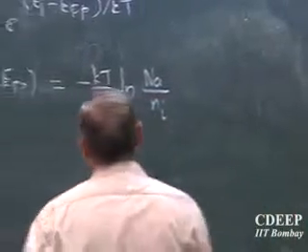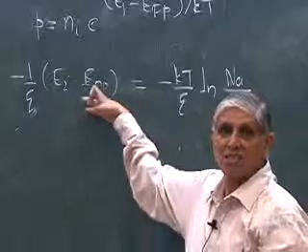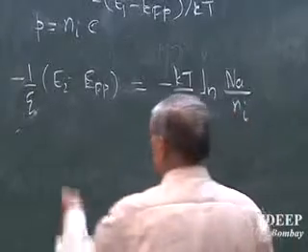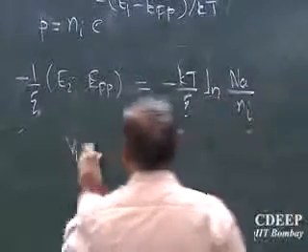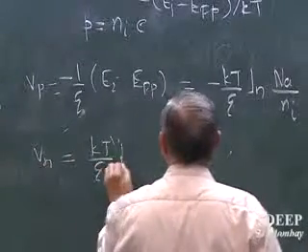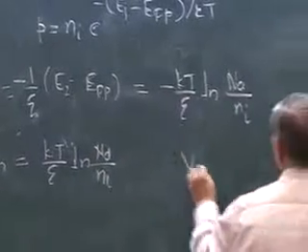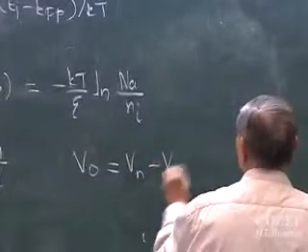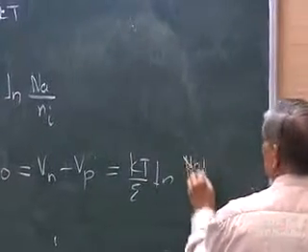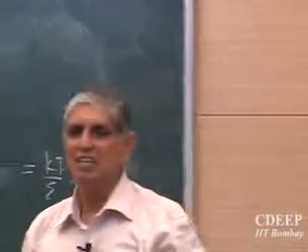By a similar argument, this Ei minus EFp by q is essentially the voltage drop on the p side. Energy divided by q is the voltage drop along the p side, so we call this Vp. Similarly, I can calculate Vn, which will be KT by q ln Nd by Ni, and V0 therefore is Vn minus Vp, which is KT by q ln of the product of the two, Na Nd by Ni squared. This is another way of looking at this.